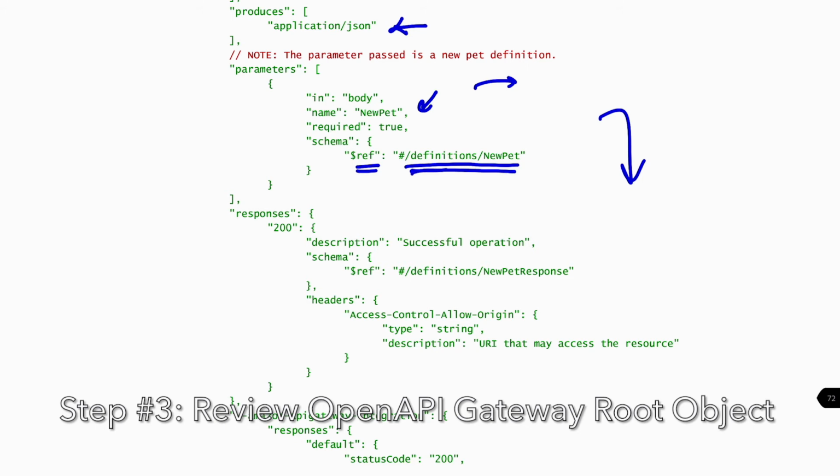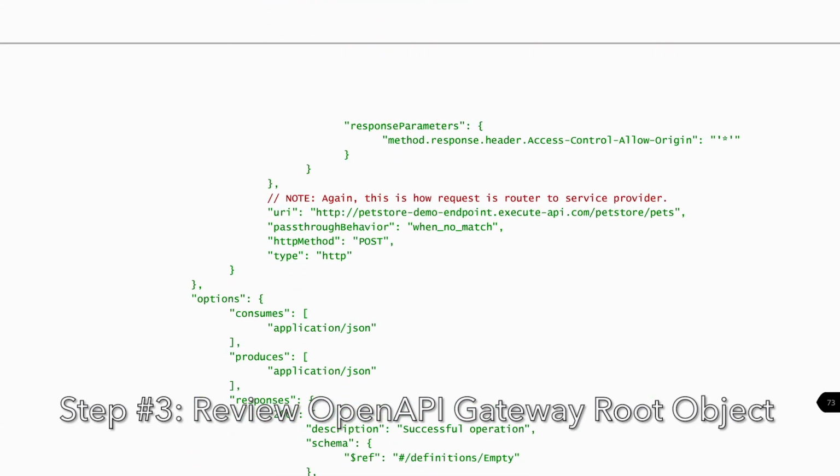in the definitions section. So this ref, $ref, is indicating to the Open API specification that we are referring to an object, or what we call a schema, that's defined within this very file. Again, we define the type of response, which is defined as a new pet response, again using that $ref syntax. And then if we go a little bit further down, we'll see again the back end URI to which this command is being routed.